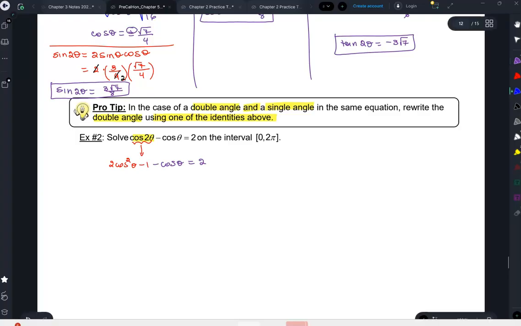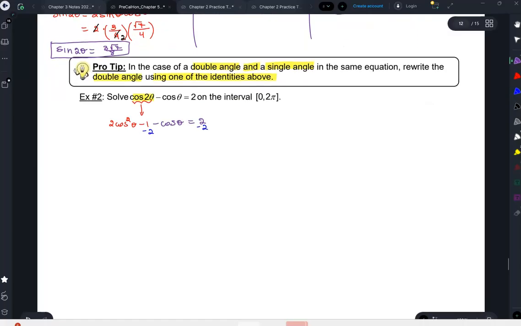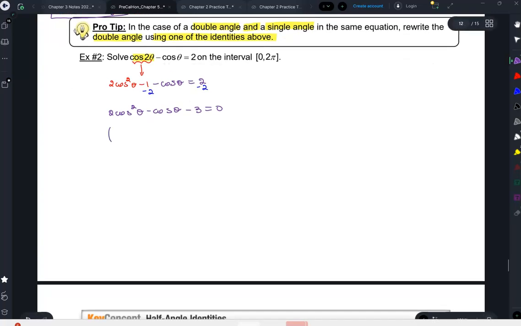Okay, bring everything to the same side, so minus 2, and let's write everything in standard form. So this is 2 cosine squared theta minus cosine theta minus 3 equals 0. Okay? Factor: 2 cosine theta, cosine theta, and we're going to get a 3 here and a 1 here, with a minus and a plus. So here, 2 cosine theta minus 3 is equal to 0.